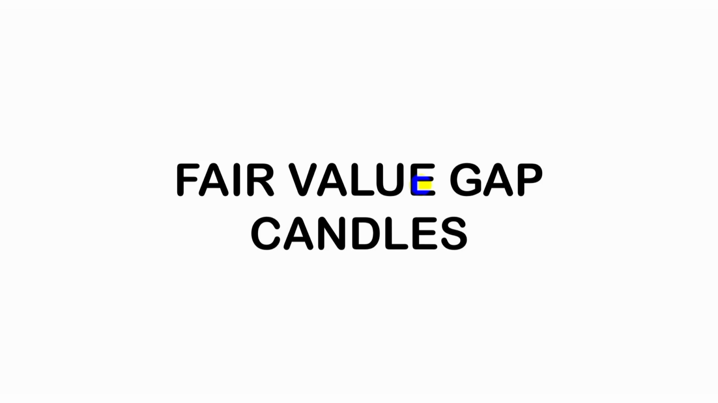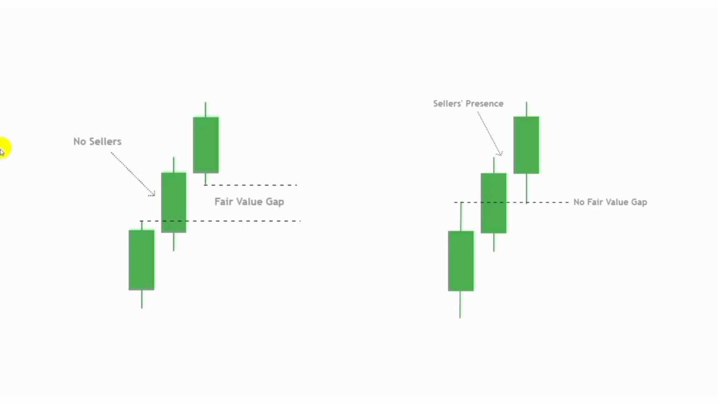So let's begin with the fair value gap candles. What we can see here is actually a bullish example. We have the bullish candlesticks. So what really do we refer to as the fair value gap? It is when you're having a series of 3 candlesticks, and you can see in this example, we have a bullish candlestick. So the high of the first candle and the low of the third candle. If the wick low of the third candle and the wick high of the first candle are not in contact with each other, they create this gap in the market. That is what we call the fair value gap.